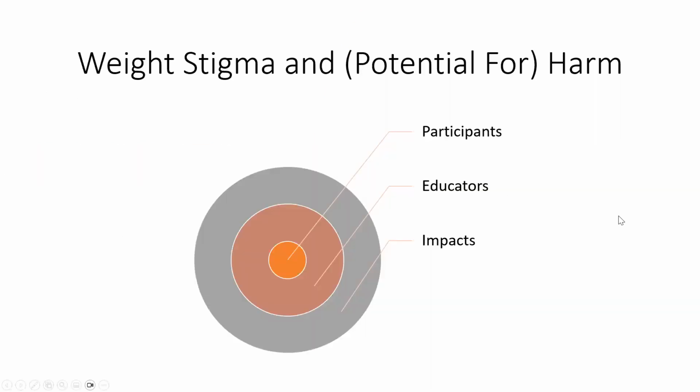So there's potential for harm in what we do. What we're trying to do is help people eat more nutritious foods and have better access and to move more and to move well. But because we're in this space, we're going to be interacting with weight stigma more. And so there's potential for harm at the participant level. So in classes where negative statements are made about weight, there's potential for harm.